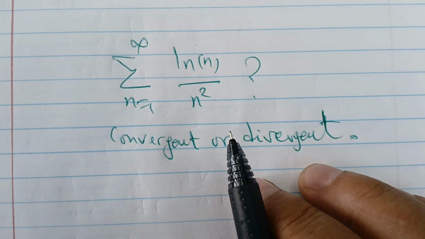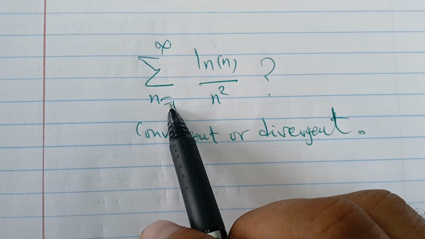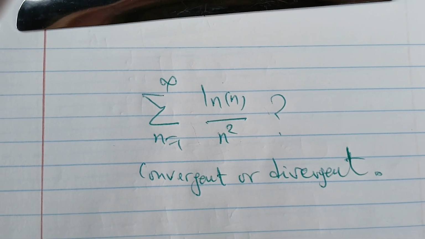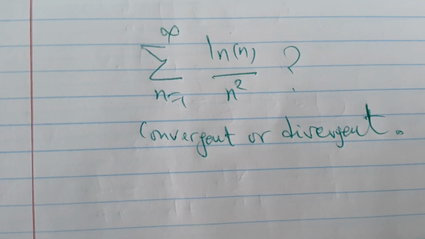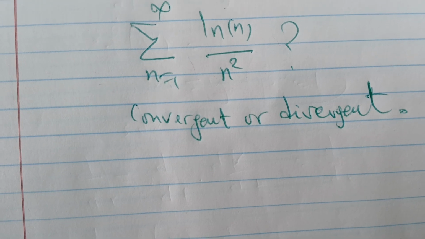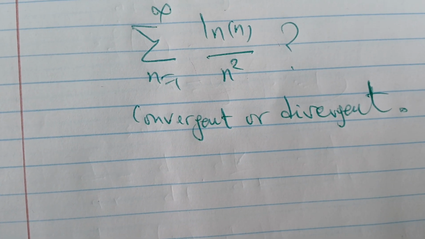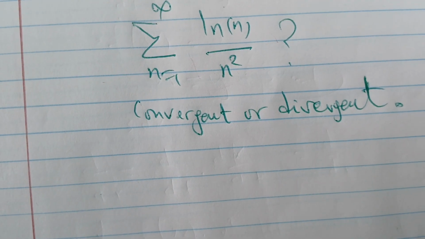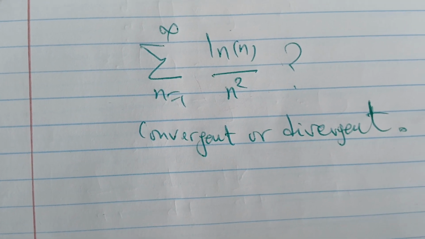Consider the following series given by the sum from n going from 1 to infinity of ln n over n squared. We want to find out if this series is convergent or divergent. There are many tests that would tell us if it's convergent or divergent, but here we want to apply the integral test.